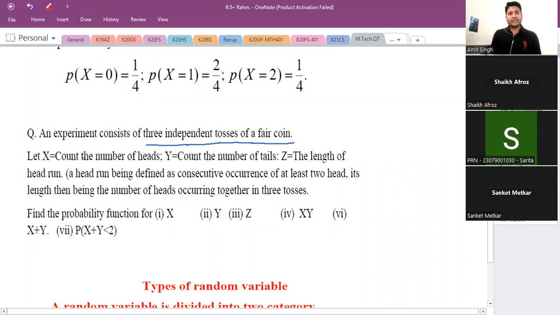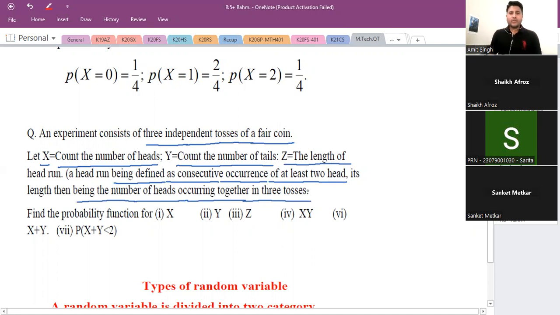Now they have assumed three random variables. The first one is x, which counts the number of heads. Then y counts the number of tails. And z is also a random variable, and it counts the length of a head run. Now what do we mean by head run? A head run is defined as a consecutive occurrence of at least two heads. Its length is the number of heads occurring together in the three tosses. So these are the things.